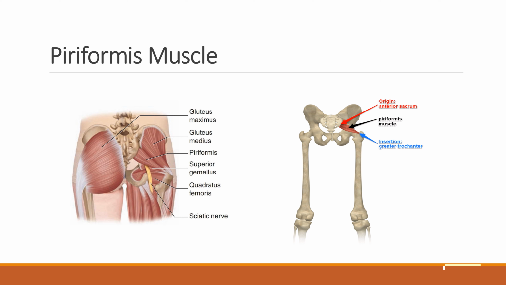The nerve supply is ventral rami of S1 S2 and the actions are it externally rotates the femur. It also stabilizes the sacroiliac joint and abducts the femur when the hip joint is flexed. Now the sciatic nerve, which is the largest nerve of our body, also emerges below the piriformis muscle, and entrapment of the sciatic nerve can lead to sciatica.